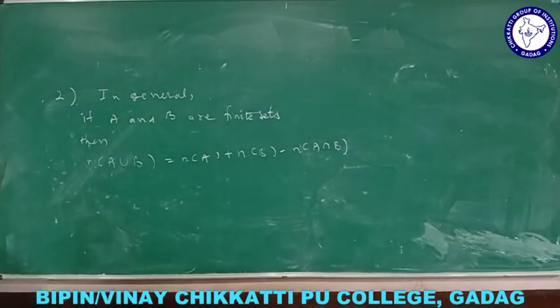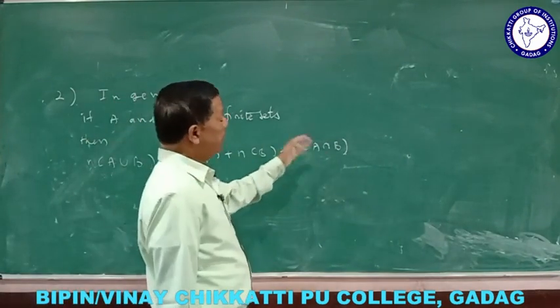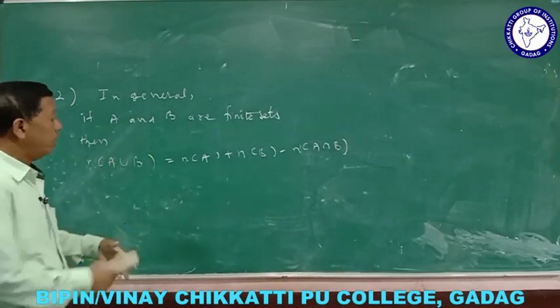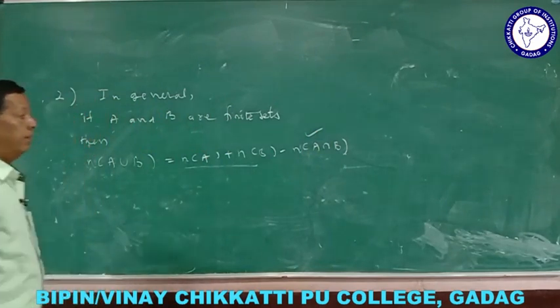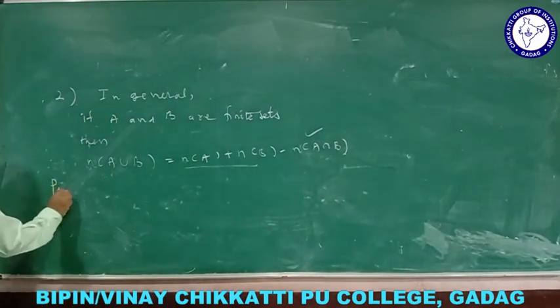Once again you see that n(A union B) is equal to n(A) plus n(B) minus n(A intersection B). But in the previous formula, only these two we have written, and there you have seen that n of the null set, the intersection of A and B, is the null set. How to prove this? Look at this derivation.